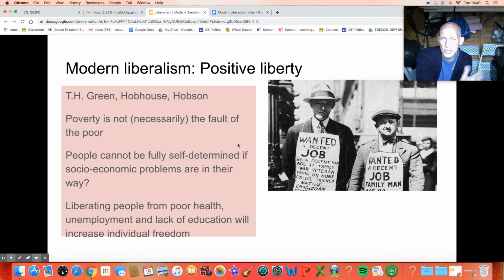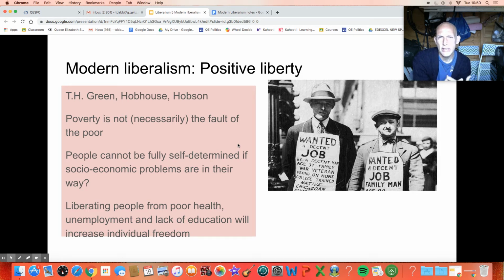And we can see later on this comes to liberating people from poor health, because that's something which stops people realizing themselves, and so on. So that idea of positive liberty is in direct contrast with negative liberty, but seeks to try and claim that it's still part of liberalism because it's about maximizing individual liberty. And if you want to think about it really simply, it comes down to this.